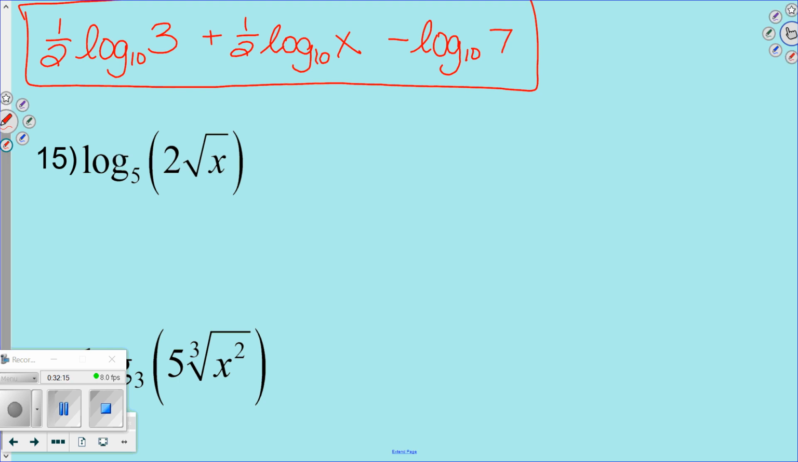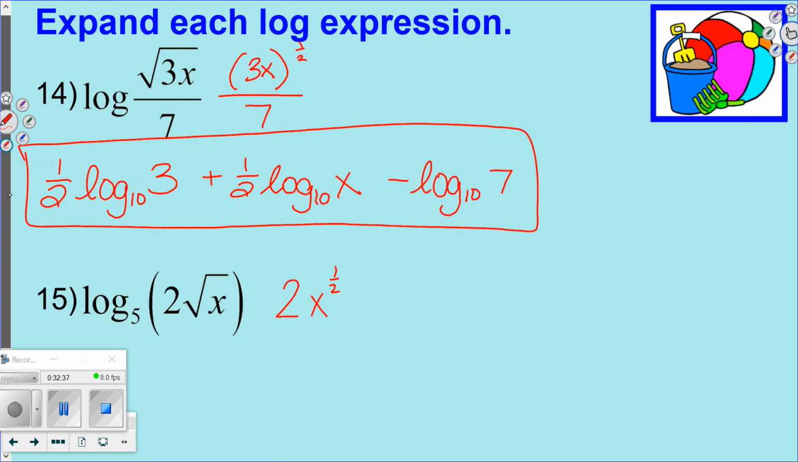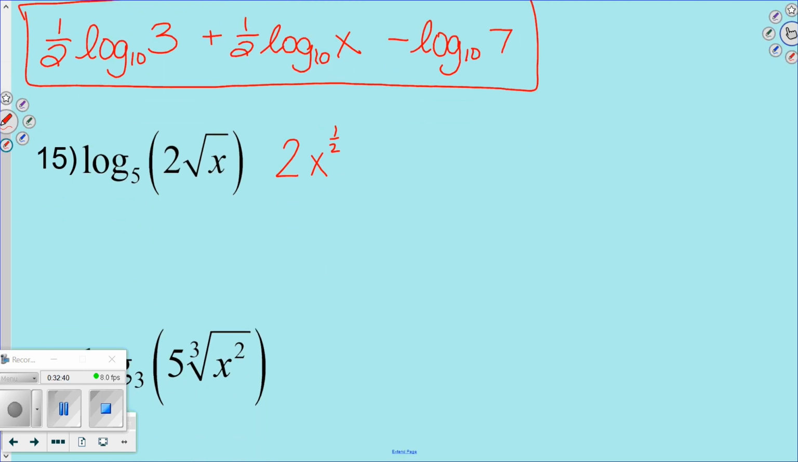Number 15. What should you do before I even start to expand this? It is going to be 2 logs. But I need to change it. I can't have a radical in here. That's a half, so this is 2x to the 1/2. So does the 1/2 go to the 2 also? No, that 2 is not under the radical. Yeah, only one of them's under the radical this time. But you were right, it's 2 logs. So log base 5 of 2 plus 1/2 log base 5 of x.